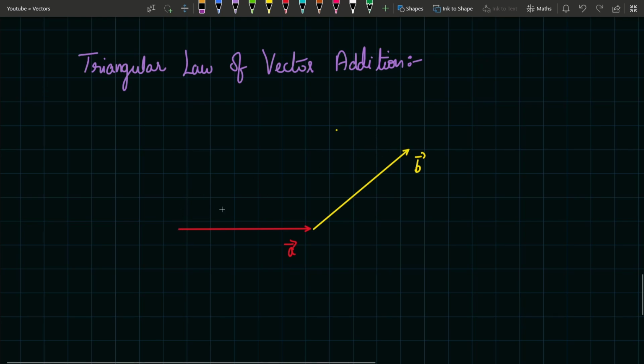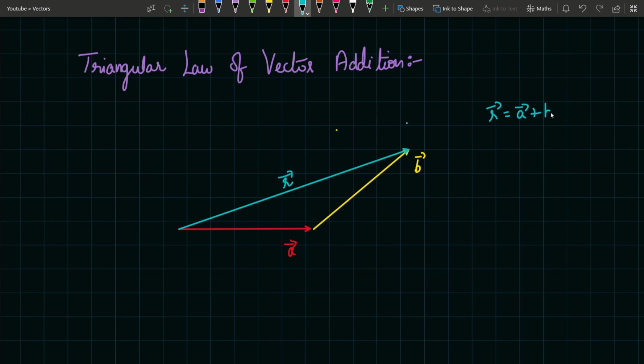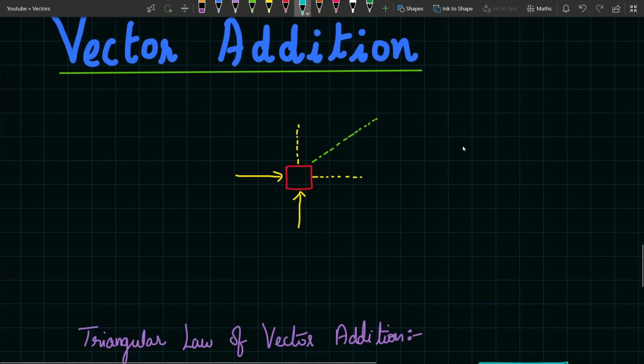So after keeping that, just join the tail of the first vector to the head of the second vector. So let us do that. This will give us the resultant vector. So this is nothing but the resultant vector R, where R is nothing but vector A plus vector B. So this is what the triangular law of vector addition says. This is how two vectors behave when they are acting simultaneously. This is a general rule for vector addition and it can easily explain how this box moves.